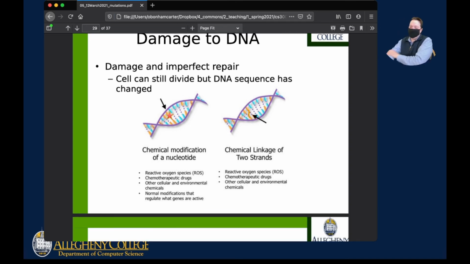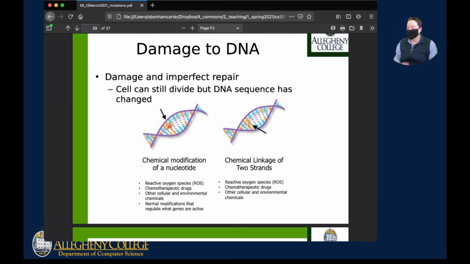Anyway, so these are just pieces of damage you can get for DNA. Here we have chemical linkage between two strands, where you have another reactive oxygen species. This basically means that you're subjecting the DNA, or the protein, or whatever it is, to types of environmental stresses. Maybe it's heat, maybe it's salt, maybe it's something else. But the DNA doesn't like that, so it does these bad things.